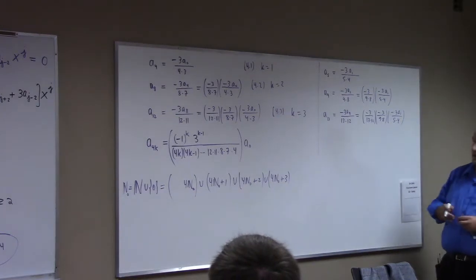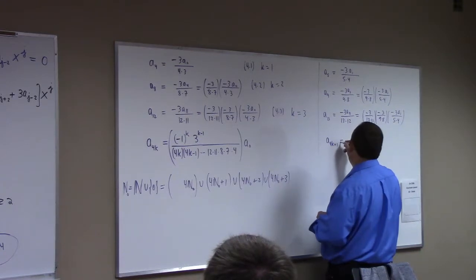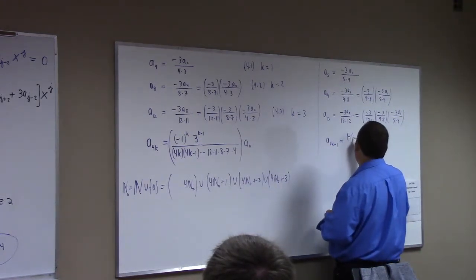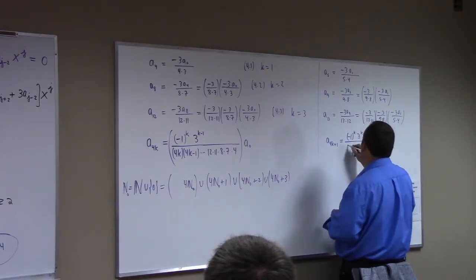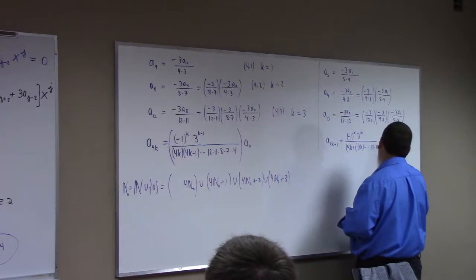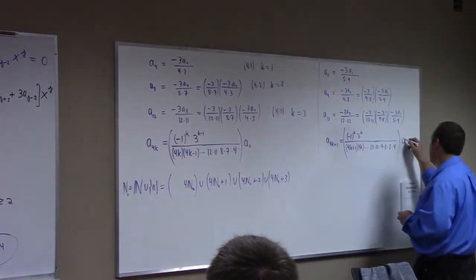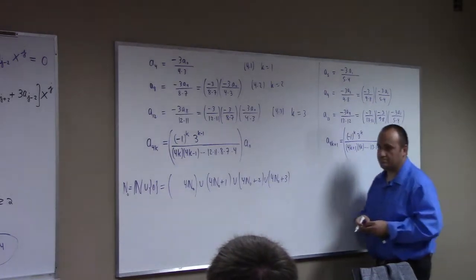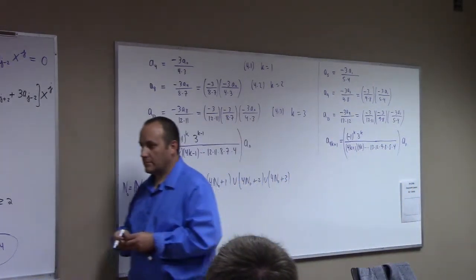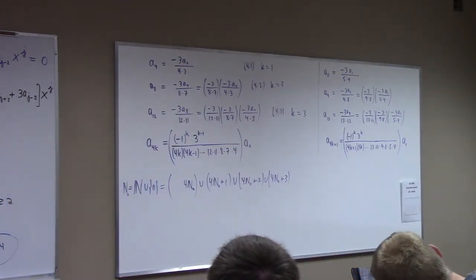Maybe you can see the pattern again. What's the pattern? A sub 4k plus 1 equals apparently minus 1 to the k, 3 to the k this time because the 3 didn't cancel. And downstairs we've got 4k plus 1 times 4k times 13 times 12 times 9 times 8 times 5 times 4. And all of that times a sub 1. So 4k plus 1 coefficients work out like that.